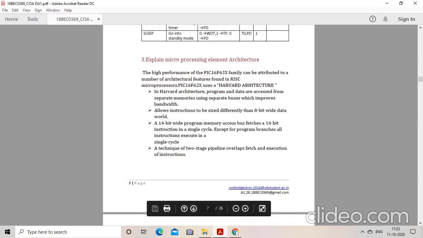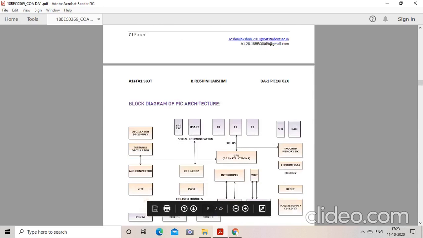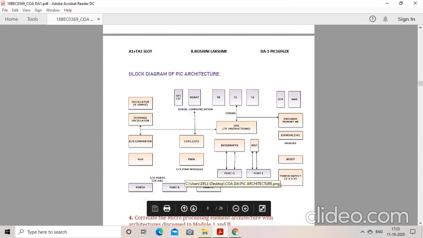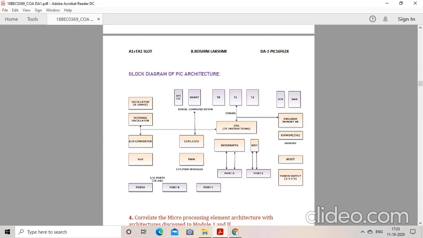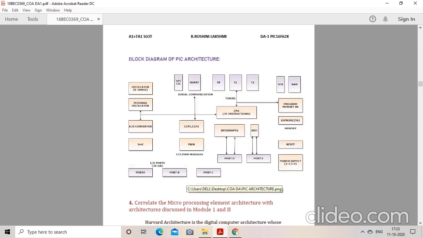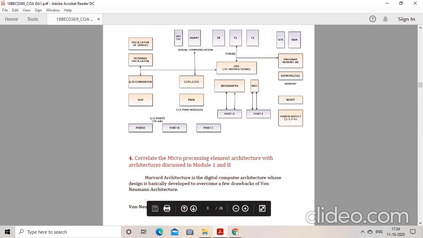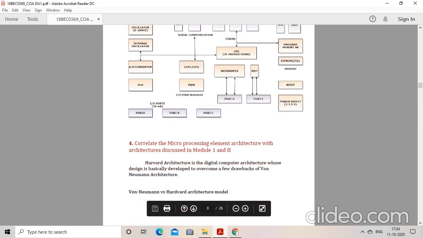And this is the block diagram of PIC architecture. The same draw.io tool is used here also. And coming to the fourth question, we need to correlate the microprocessing element architecture, which we have already discussed in previous modules. Here we just discussed Harvard architecture. Now we will be correlating this with the microprocessing element that we have studied.